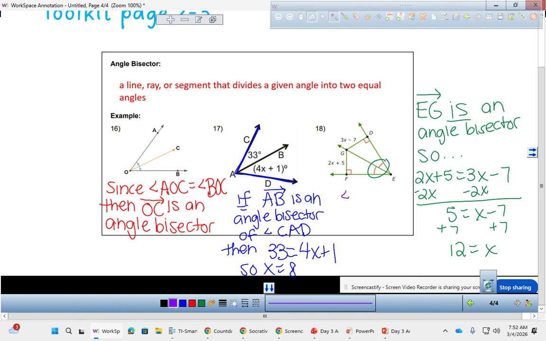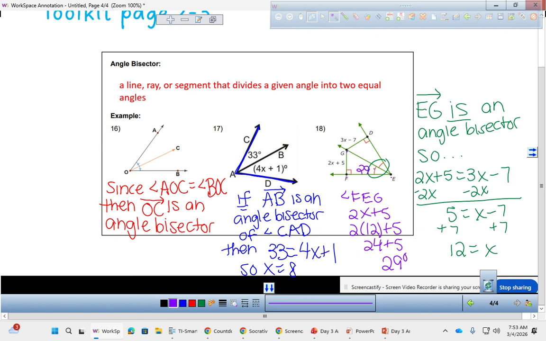All right, so if x is 12, what's the measure of angle FEG? Let's think about this. If x is 12, FEG is this 2x plus 5, right? That's the equation on that angle. So what do you think I could do to solve for the angle? Well, plug in 12, right? So I could do 2 times 12 plus 5. 24 plus 5. This must be 29 degrees.